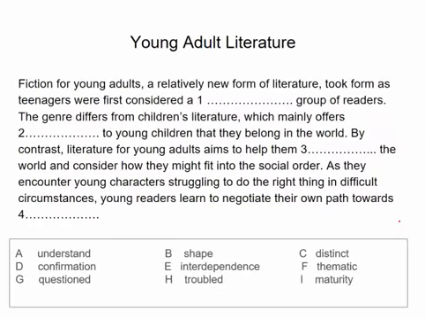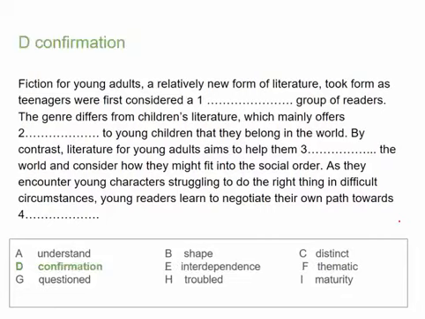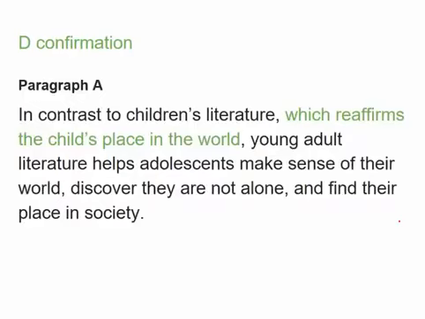Okay, how about number 2 then? The genre differs from children's literature, which mainly offers what? Well, the answer is confirmation. Okay, offers confirmation. Remember, we said that it needs to be a noun there, and confirmation is a noun. Confirmation is a good synonym, and this sentence is a good paraphrase of this idea, taken from paragraph A.